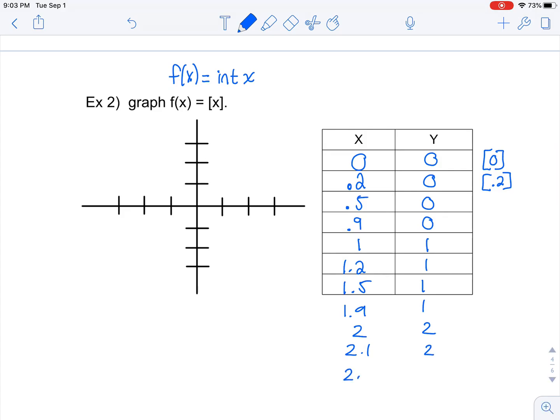2.1 rounds to 2. 2.9 rounds to 2. The greatest integer of 3 is 3. And it continues. Okay, so now how do we plot this?